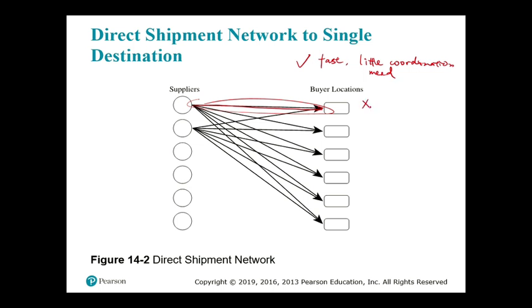What about the downside? Costly. Costly how? If you are supplying each and every buyer, you should allocate a separate truck to it. The truck has to come back empty and then go to a different location. Right, so then we have low utilization of the truck.